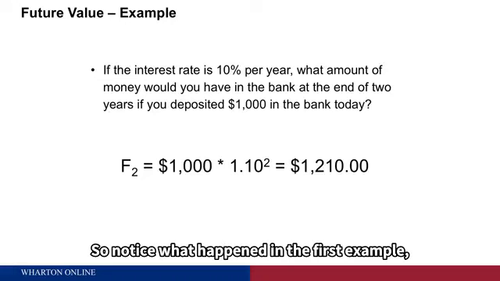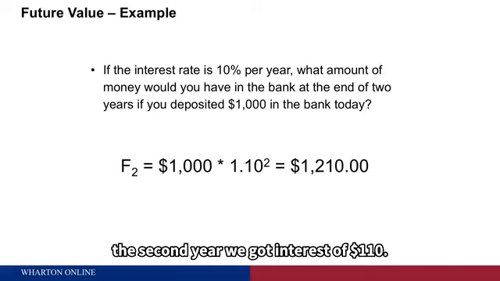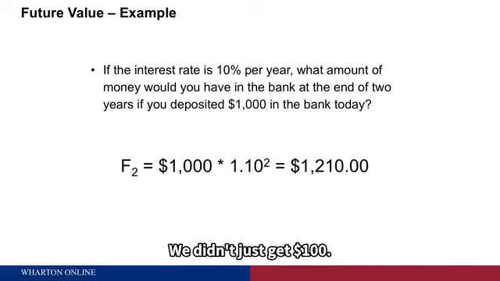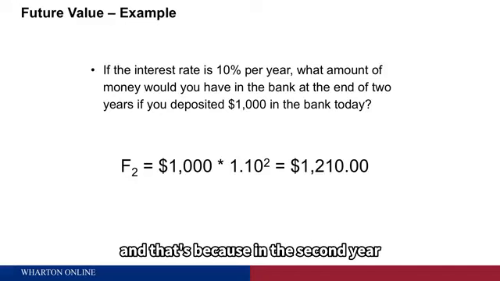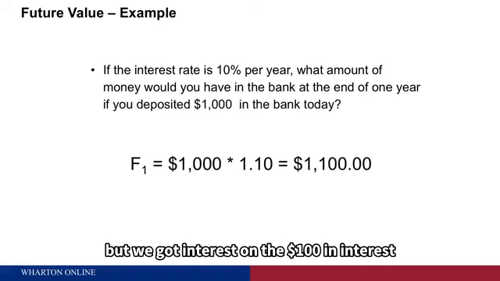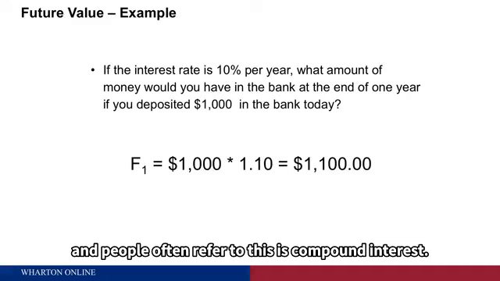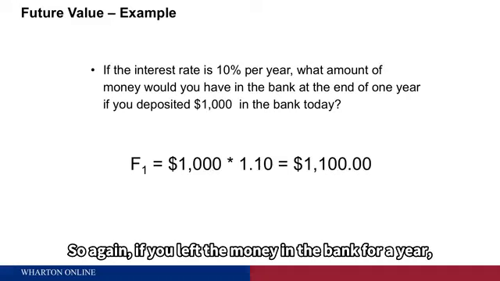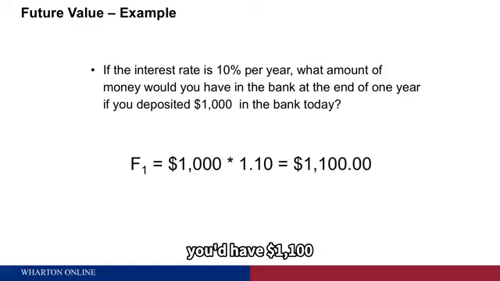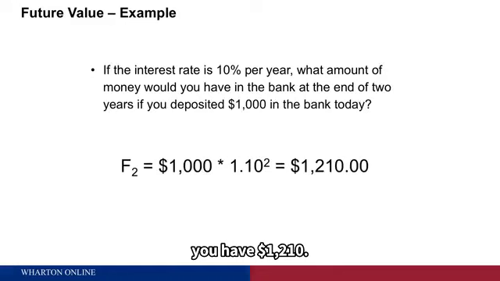So notice what happened. In the first year, we got interest of $100. And in the second year, we got interest of $110. We didn't just get $100, we got interest of $110. That's because in the second year, not only did we get interest on the $1,000, but we got interest on the $100 in interest that we got in the first year. People often refer to this as compound interest. So again, if you left the money in the bank for a year, you'd have $1,100. If you left the money in the bank for 2 years, you'd have $1,210.